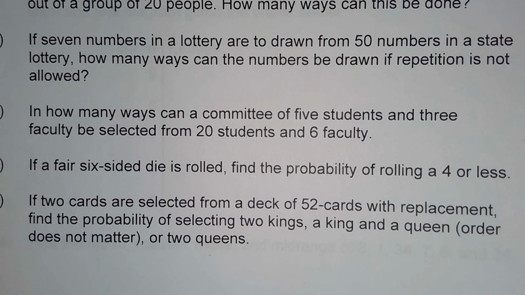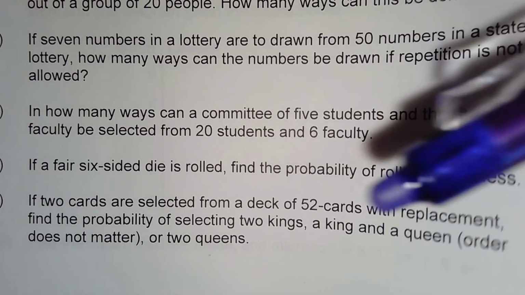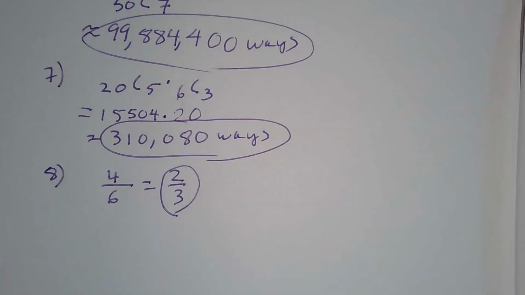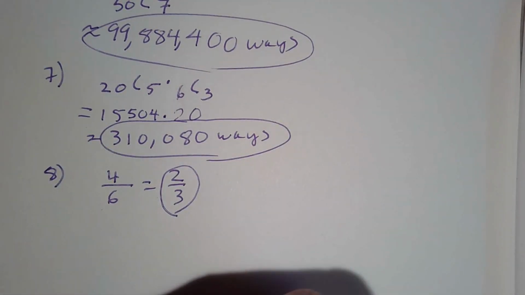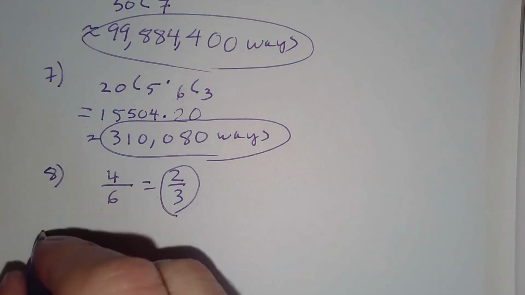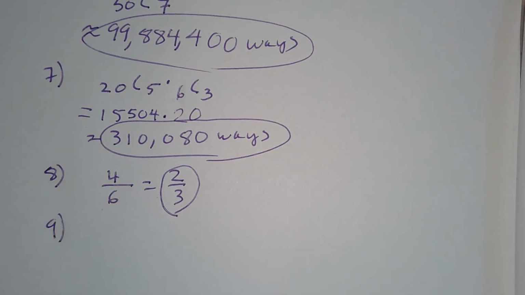If 2 cards are selected from a deck of 52 cards with replacement, find the probability of selecting 2 kings, a king and a queen, or it does not matter, or 2 queens. Alright, so we have to think about this. We are doing this with replacement. So there's 4 kings and 4 queens in a deck of cards. So we're talking about a total of 8 cards. And we know there's 52.